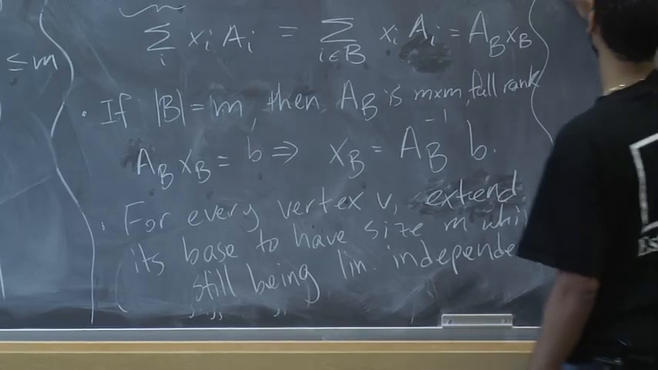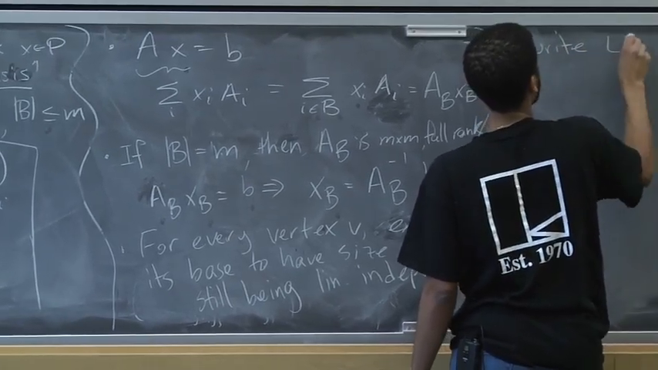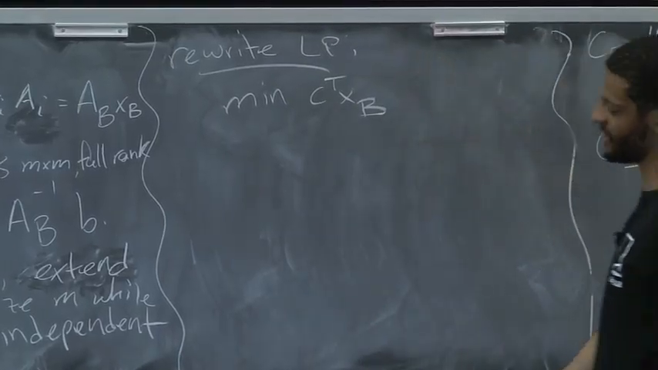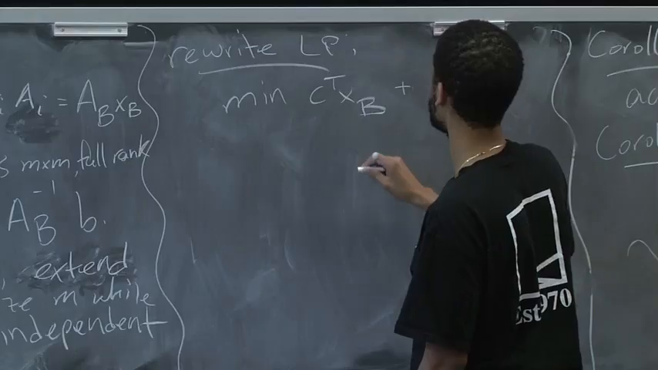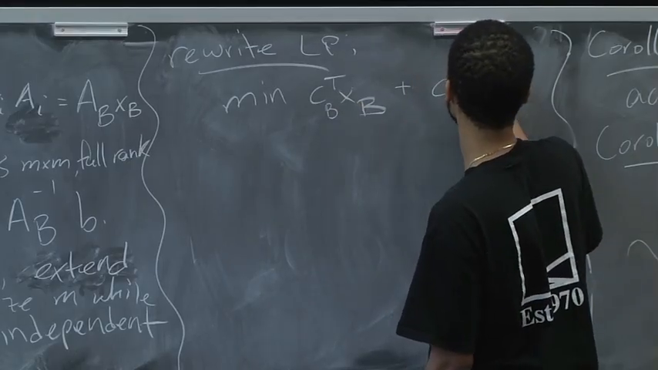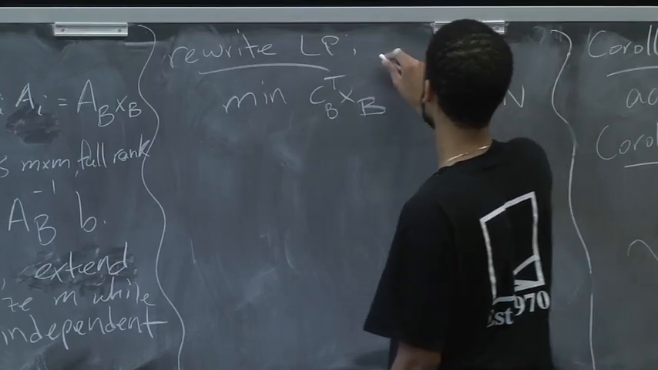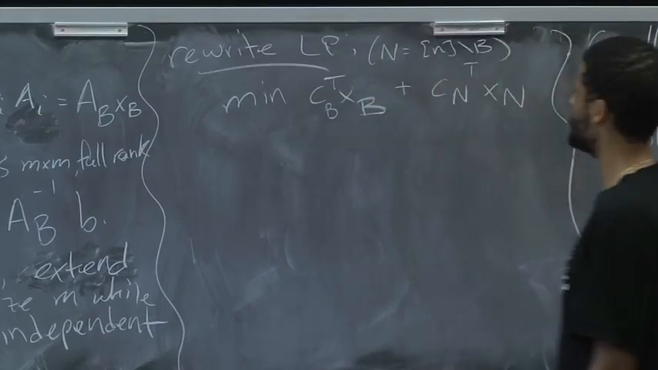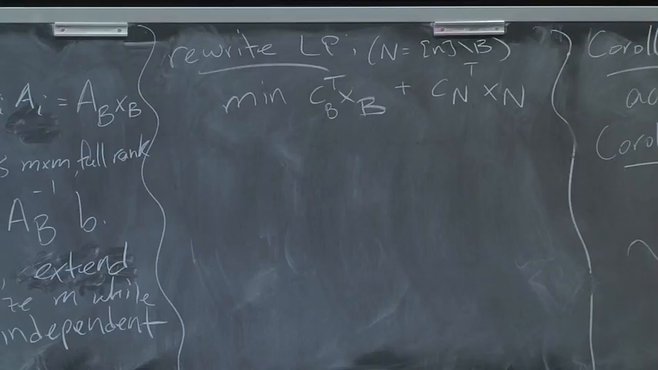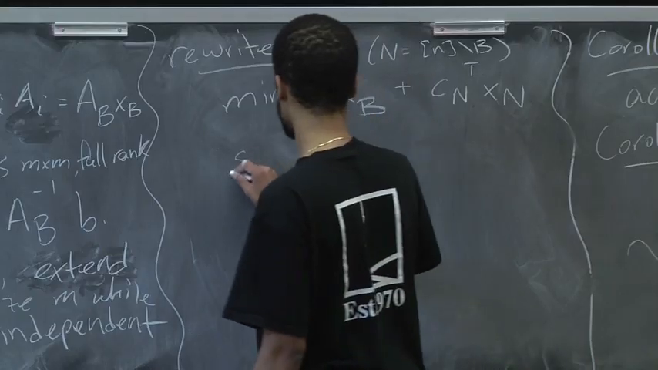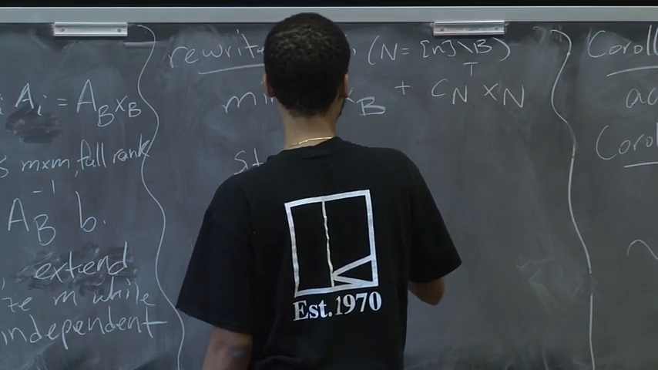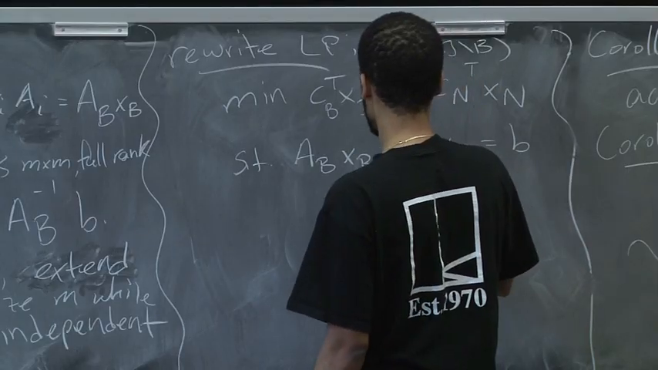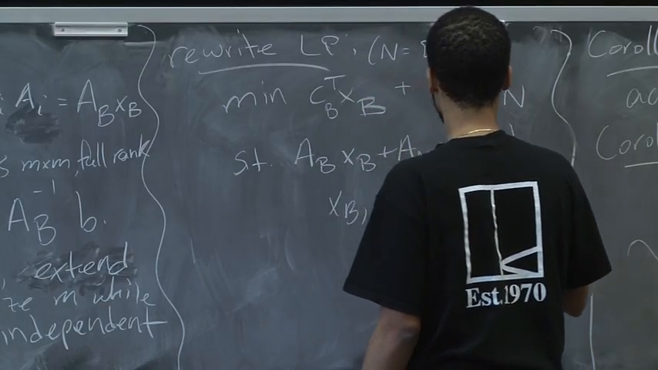So now we can rewrite the LP as follows: for any base, we can rewrite the LP as min c transpose x, that is, c_B transpose x_B plus c_N transpose x_N, where N is just the coordinates that are not in the base, such that A_B x_B plus A_N x_N is equal to b, and x_B and x_N are both non-negative.